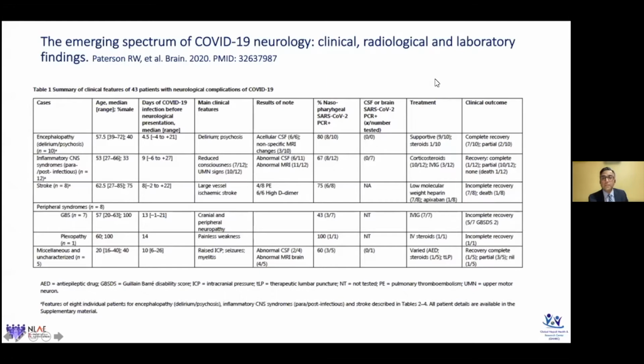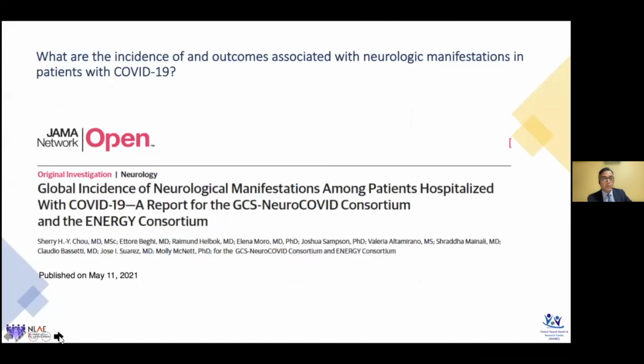All right. So I talked about this slide already. Let's move on to the paper that just came out on May 11th, 2021. What are the incidences and outcomes associated with the neurological manifestations in patients with COVID-19? This paper talked about two consortiums. One was from the European Academy of Neurology, which is the ENERGY Consortium, and another was the Global Consortium Study of Neurological Manifestations of the COVID virus.